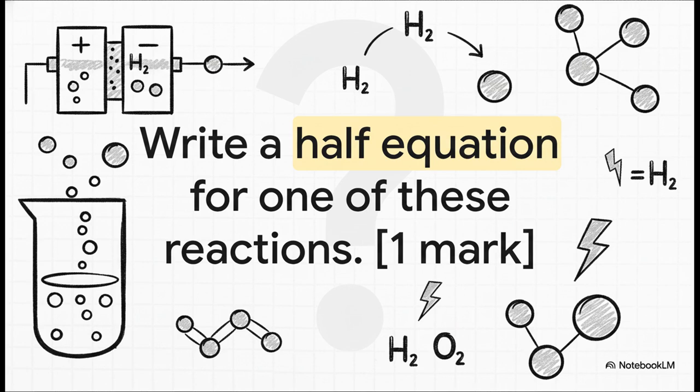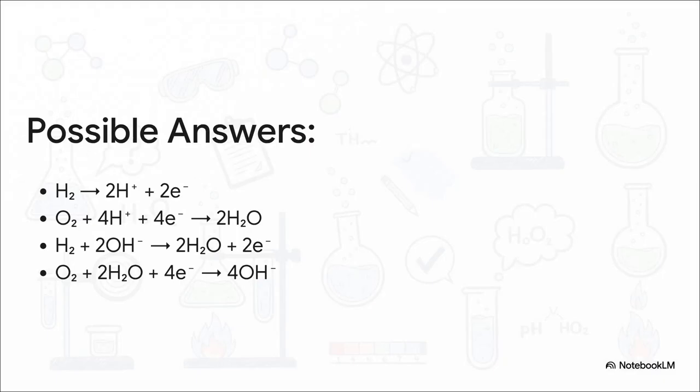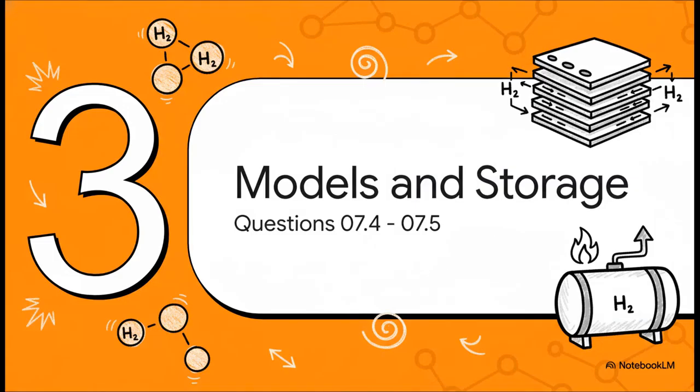All right, next up, a quick 1-marker. This one's a straight-up test of your chemistry knowledge. Write a half equation for one of these reactions. Simple as that. And look at this! Once again, you've got choices. The mark scheme is pretty generous. The top 2 are for what happens in acidic conditions, and the bottom 2 are for alkaline conditions. You only had to write down one of these 4 to bag the mark. So you don't even need to have all of them memorized, which is nice. All right, time to switch gears a bit.